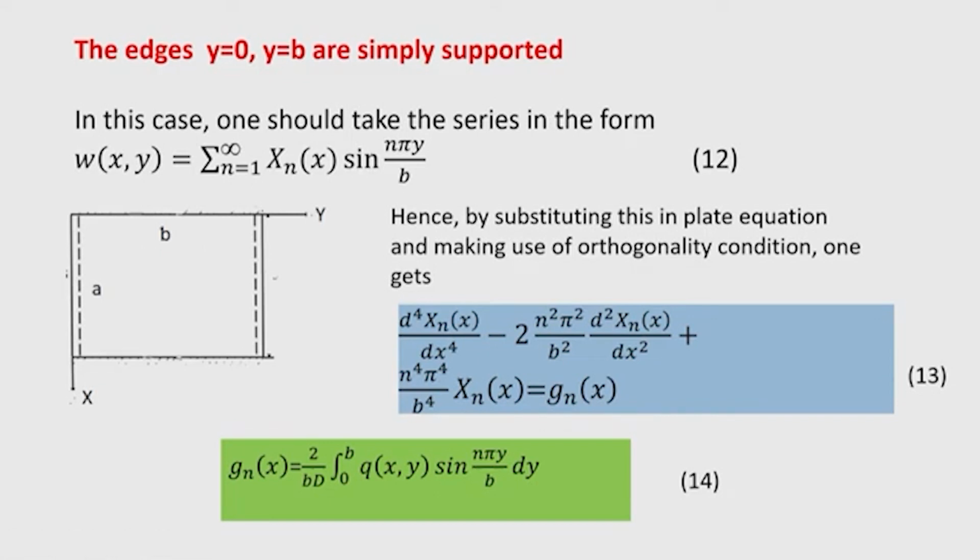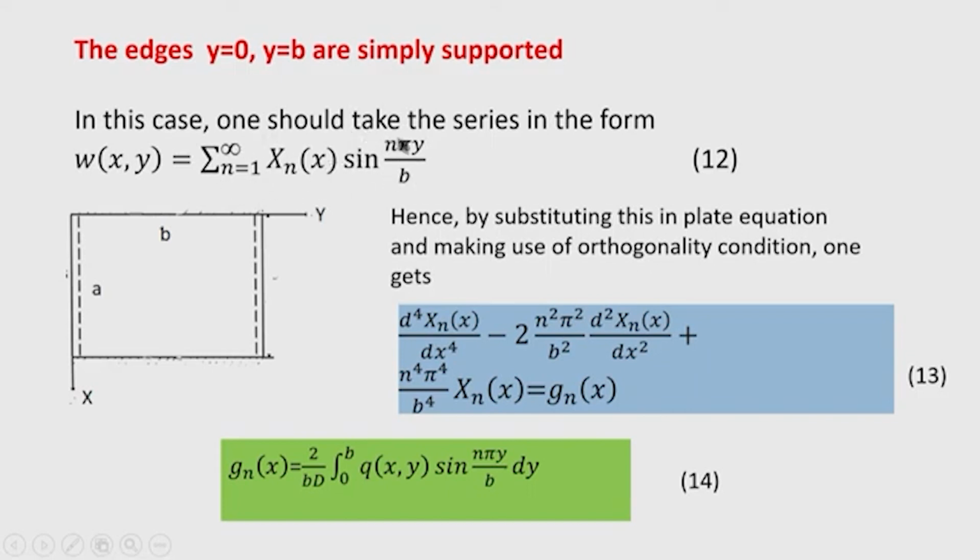The other two opposite edges, y is equal to 0 and y is equal to b, which we did not touch till now, may also be simply supported. So, if the y is equal to 0 edge and the y is equal to b edge are simply supported, then we can write the solution just by reversing the function. Earlier it was capital Ym(x), now it is written as Xn as a function of x, and sin(n pi y by b).